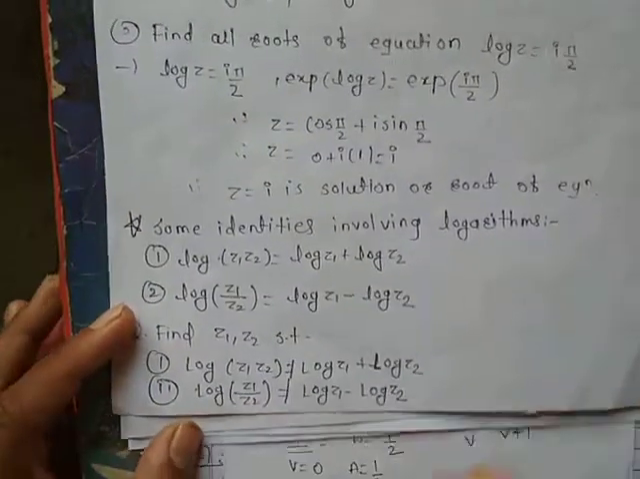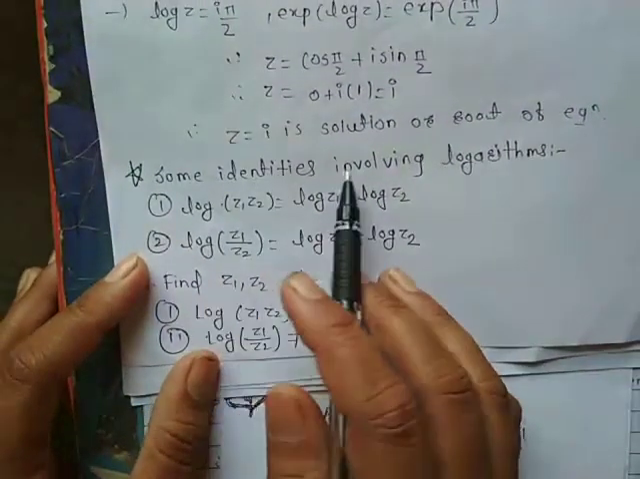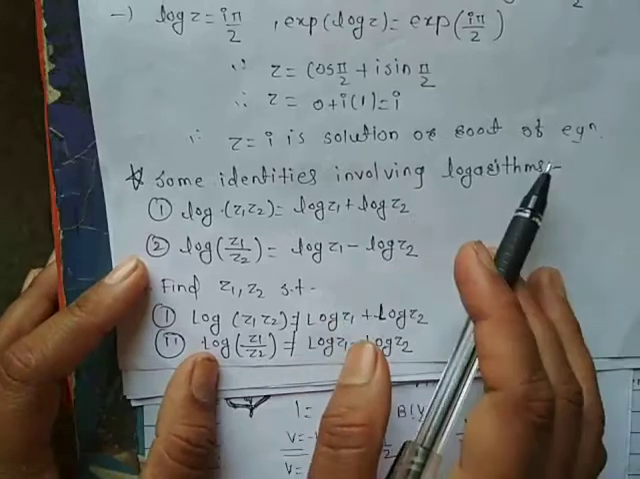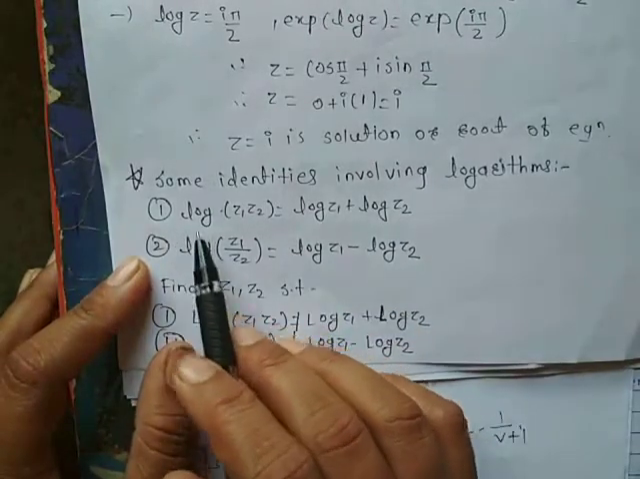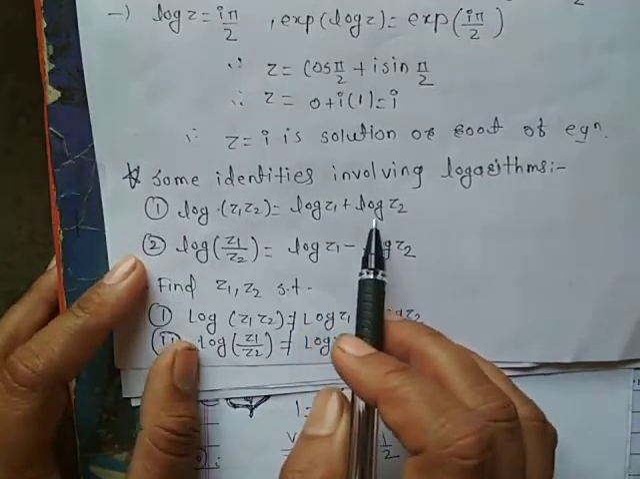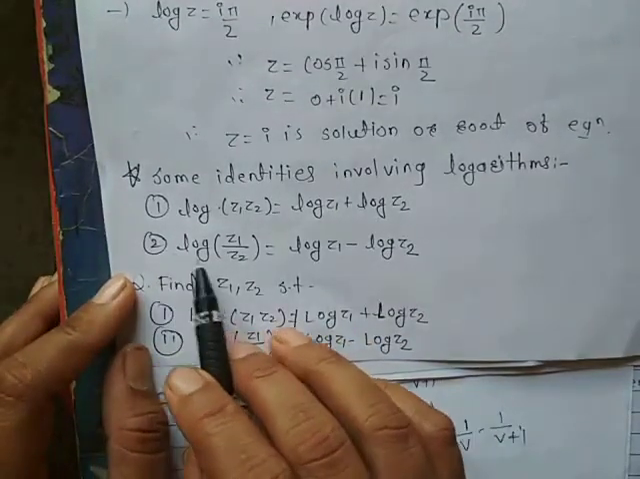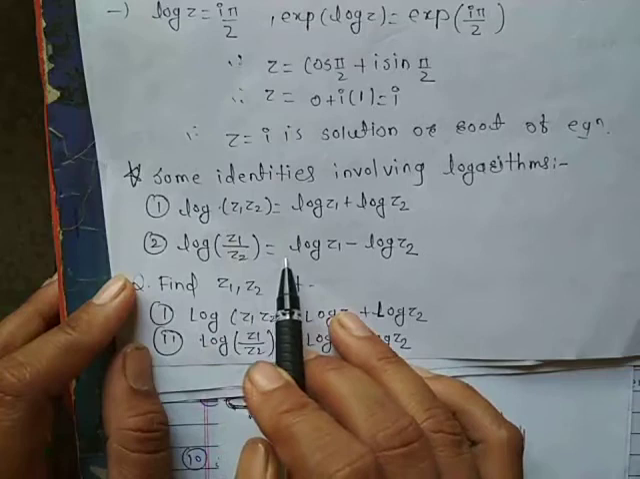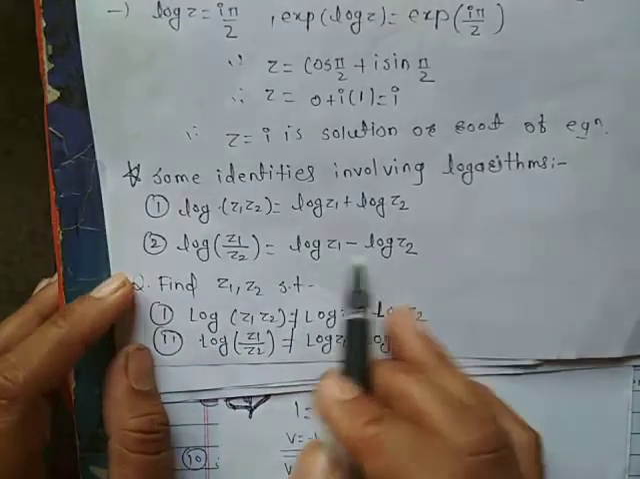Let us start with the next topic, some identities involving logarithm. First property is log of z1 into z2 is equal to log z1 plus log z2. Second is log of z1 upon z2 is equal to log z1 minus log z2.